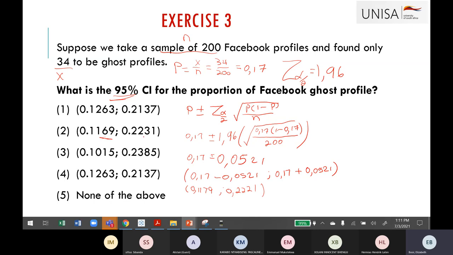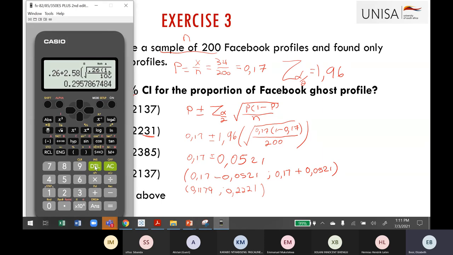It looks like it's that one, because this one is 12, this is 10, this is 12. So it might be that they rounded off too quickly somewhere when they were doing the calculations, especially when they calculated the standard error. Let me see if I use the standard error of 0.17 times 1 minus 0.17, divided by 200.